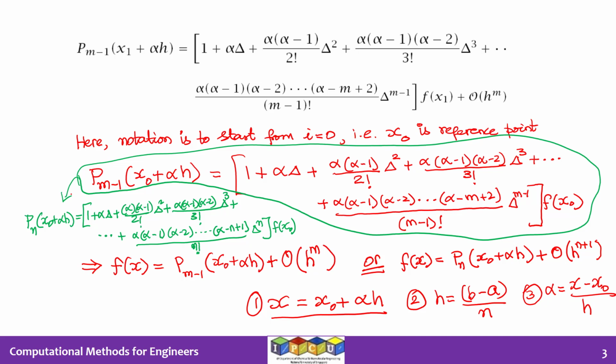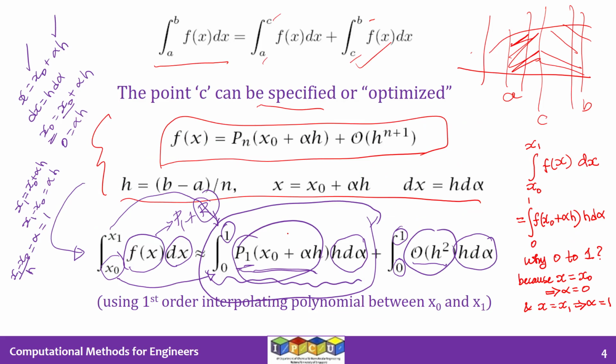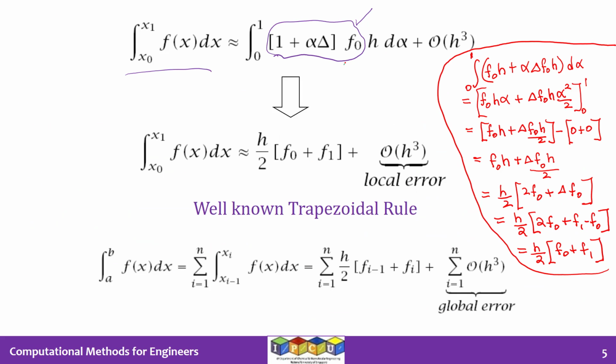So when n is equal to 1, p1 x naught plus alpha h is 1 plus alpha delta multiplied by f x naught. And f x naught is nothing but f naught. So that is why you see this expression here. Now, if you integrate this, right? So here I'm integrating it in the margin which I'm showing by my handwritten work. So the first term is going to be 1 multiplied by f naught h. The second term is going to be alpha delta multiplied by f naught h. So h alpha delta f naught.